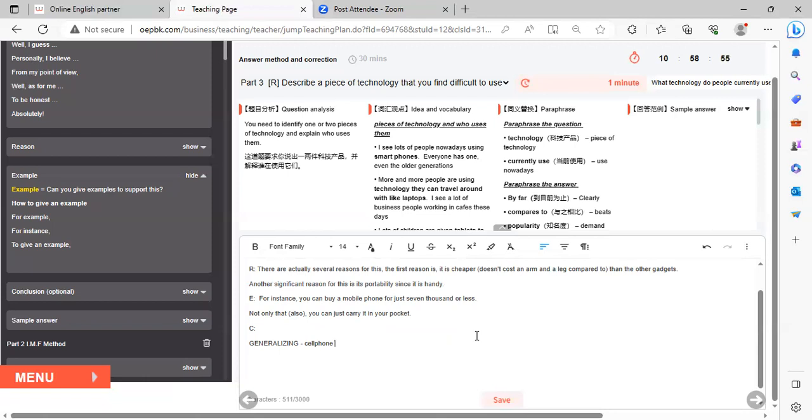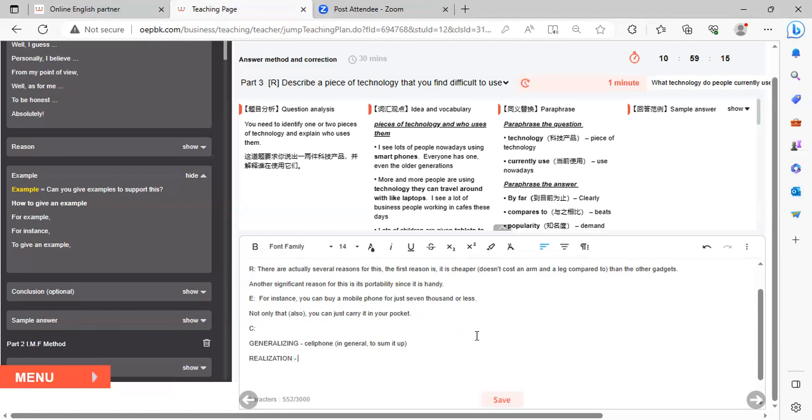So you can start by saying, in general, or to sum it up. This is what you've used before. Another one is that you can also state your realization.